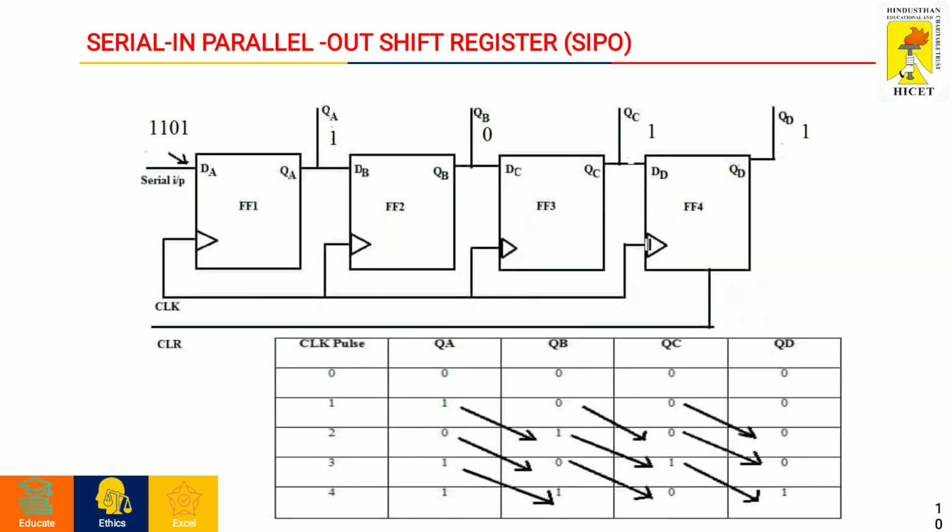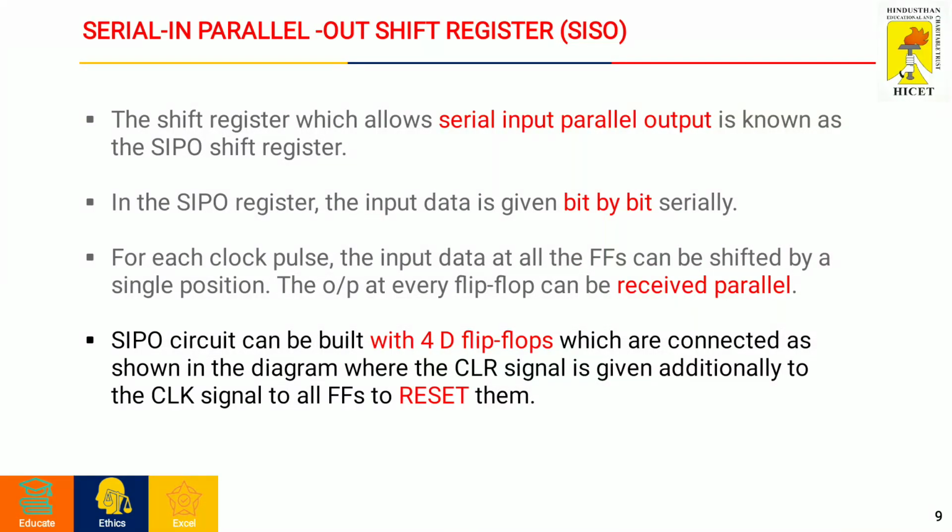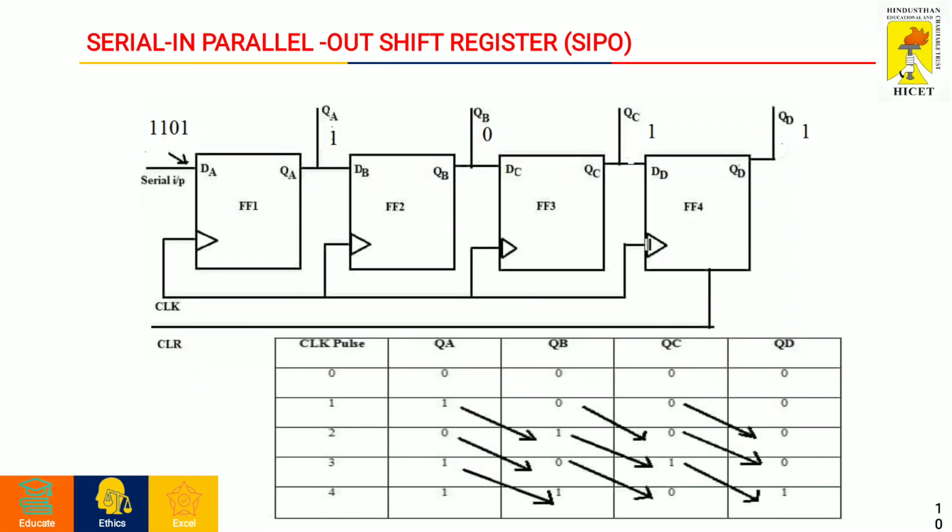Here we have a logical diagram for SIPO, and we have set the data input as 1101. If you see the truth table, you will be able to understand that initially when the clock pulse is 0, the flip-flop output remains the same, and as soon as the clock pulse is initiated, the bits are shifted. For the first clock pulse, QA will be 1, QB 0, QC 0 and QD 0. For the second clock pulse, QA is shifted to QB, 0 is shifted to QC, and 0 is shifted to QD. Similarly, the bits will be shifted. Finally, for the fourth clock pulse, QA 1 will be shifted to QB, 0 will be shifted to QC, and 1 will be shifted to QD.